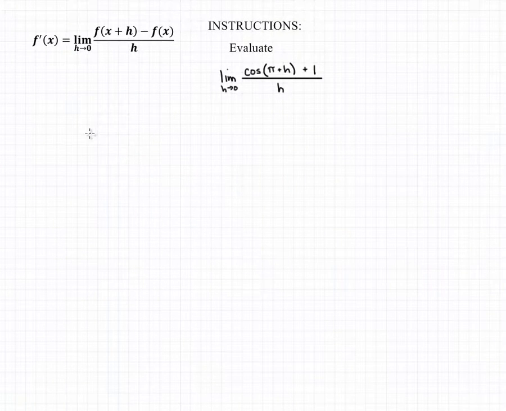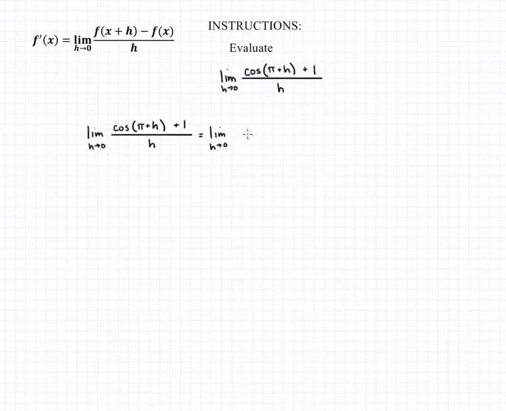In order to evaluate this difference quotient, we first need to get it into the form that mirrors the definition of the derivative. So we're looking for one term minus a second term in the numerator, and currently we have cosine of pi plus h plus 1.